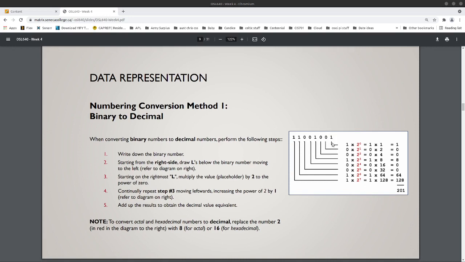Write out your number. No, this is right. Sorry. Write out your number. I was thinking binary to decimal. It's been a long day.